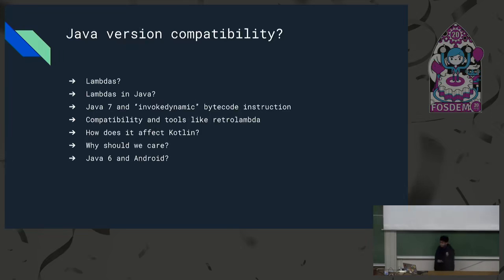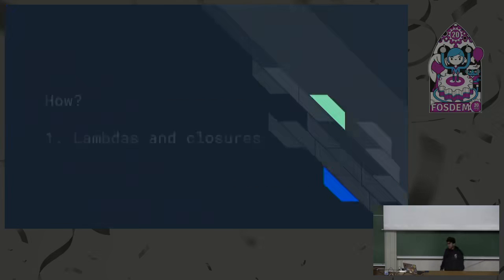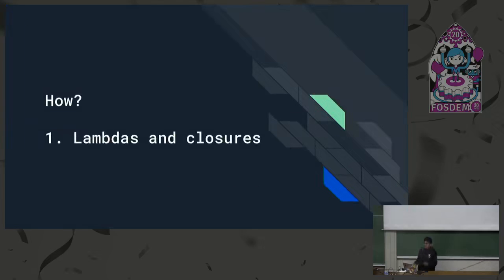Yeah. So that's the why. Now, how does Kotlin actually achieve it? We know that Kotlin compiles to Java bytecode, and if the bytecode instruction itself is not present, then how would Kotlin achieve it? Before we move there, let's once again dive into lambdas and closures and a few concepts around them.